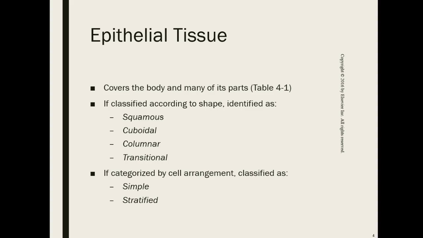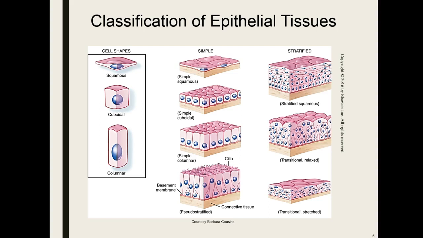If we are categorizing this tissue by cell arrangement, we're going to classify it as simple or stratified. So simple means that we have these cells arranged in a single layer, and then stratified, there are many layers to the cells. So we'll take a look at some pictures here.